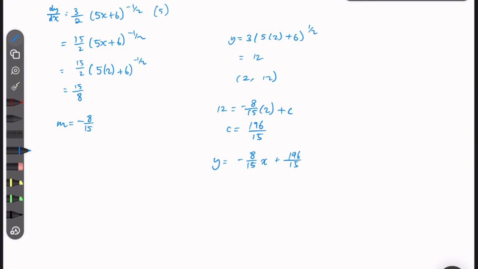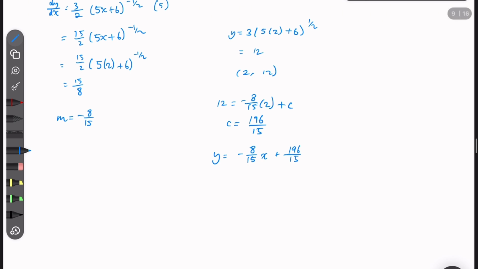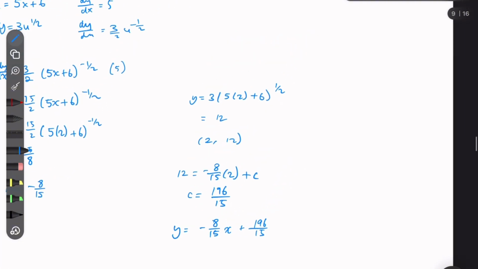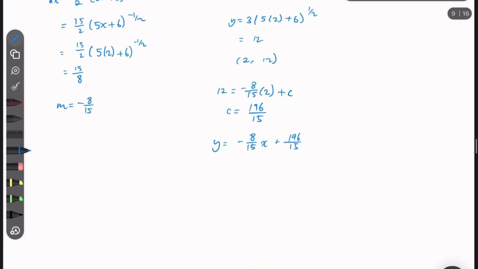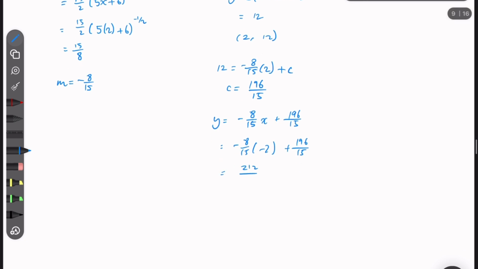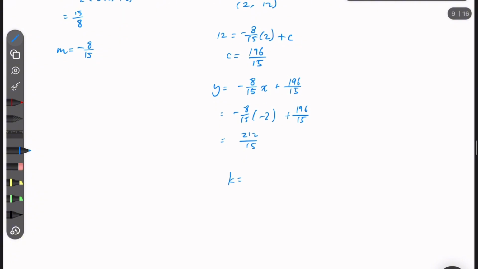Okay, now we have the equation of the normal L. We can find k by subbing x is equal to minus 2, sorry, to get 212 over 15. So k will be equal to 212 over 15.